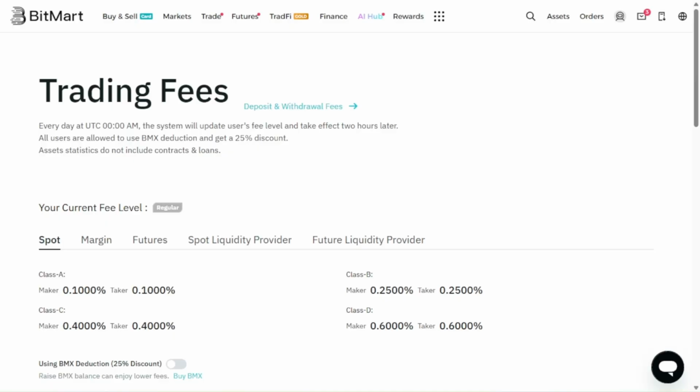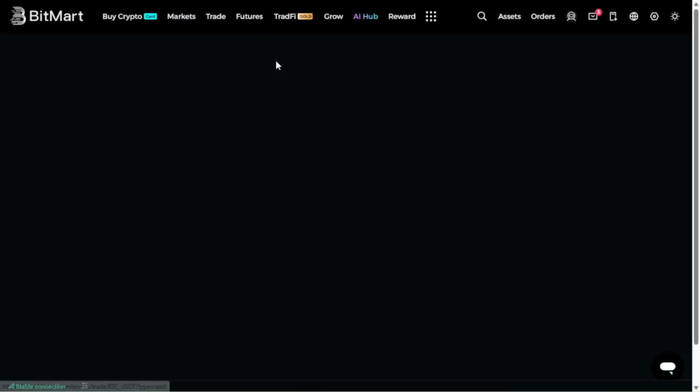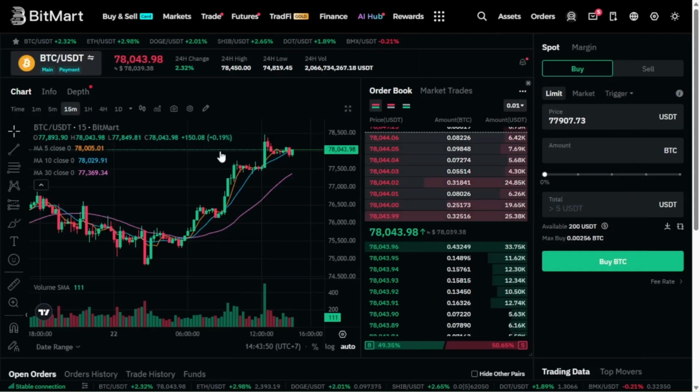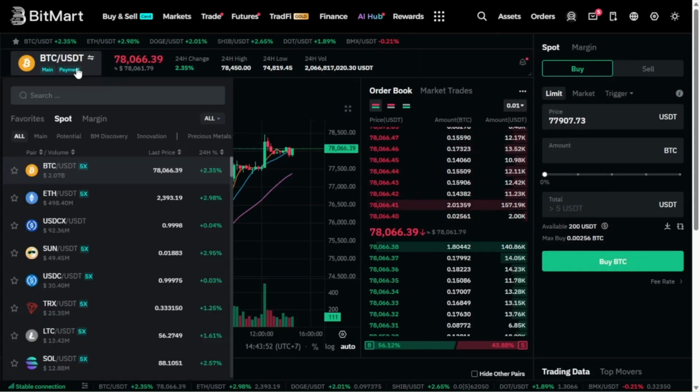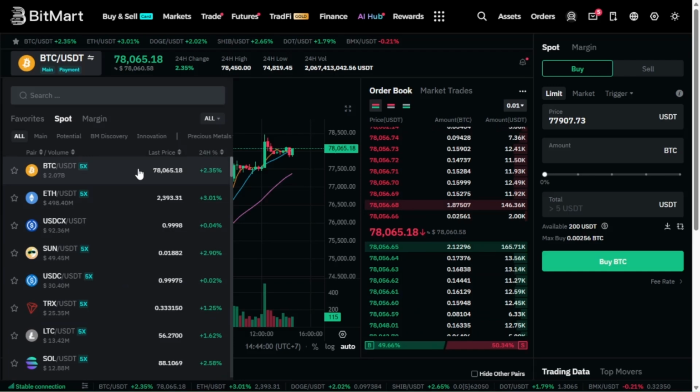Now that we know the spot trading fees, we can head to Trade on the top, and then we see Spot. So we're just going to click on this, and here we can see the spot trading dashboard on BitMart. On the top left is where you can choose the different tokens that you want to purchase. For this tutorial, we will be purchasing Bitcoin, but BitMart does have a lot of different choices for tokens that you could purchase on the spot market.